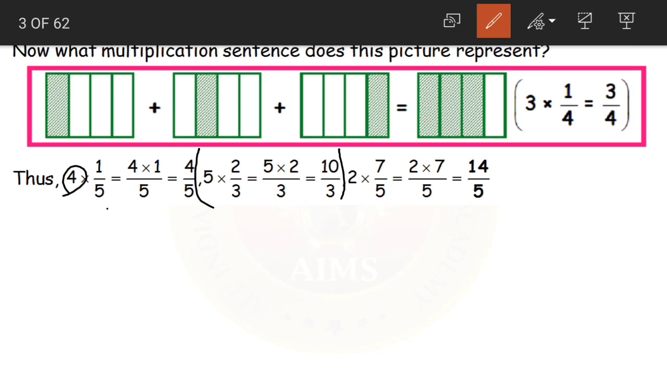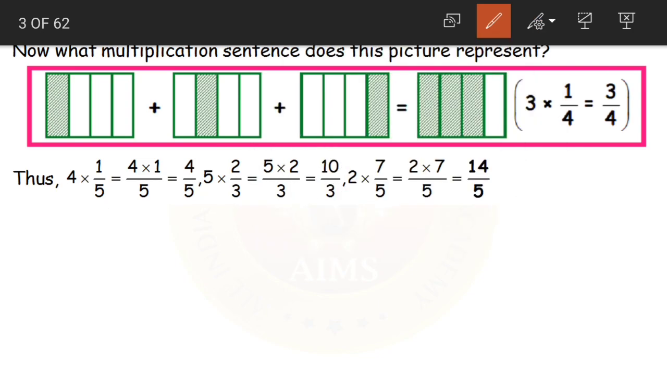Again let us solve some more examples so that this topic becomes crystal clear for you. 5 into 2 by 3. Now 5 into 2 in the numerator. You can simply write 3 as it is in the denominator, or as I said you can multiply 3 with 1. No matter what we do, the answer will be 3 only here in the denominator. 5 2s are 10 and then the denominator 3.